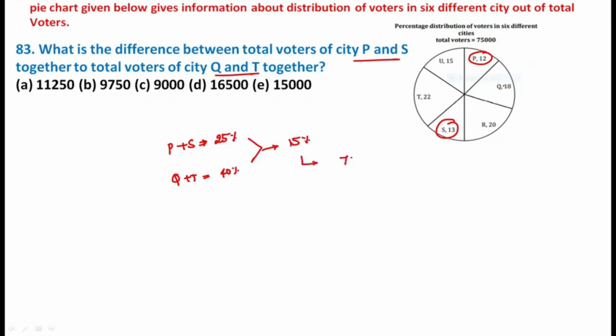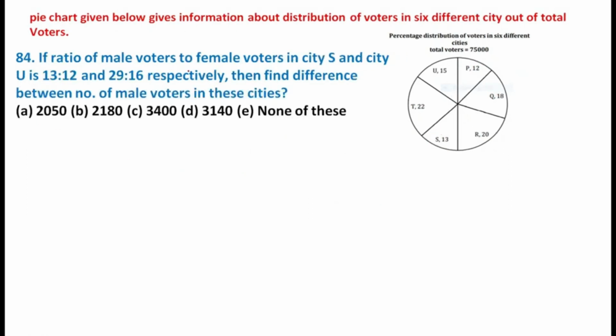Now 10 percentage is equal to 7,500. Now 5 percentage is equal to 3,750. So 11,250. Next, the ratio of male voters to female voters in city S and city U. In city S it is 13 is to 12, and in city U it is 29 is to 16, male to female.